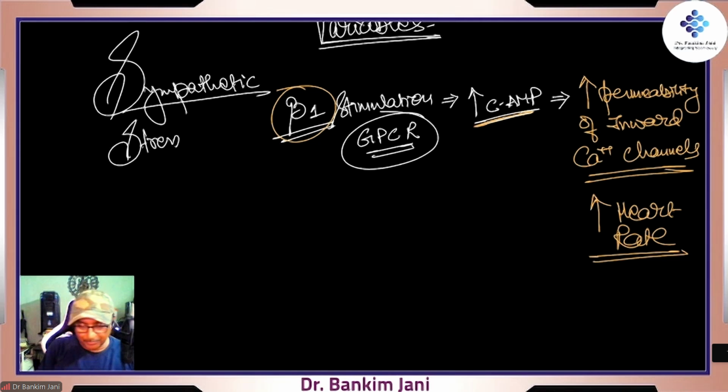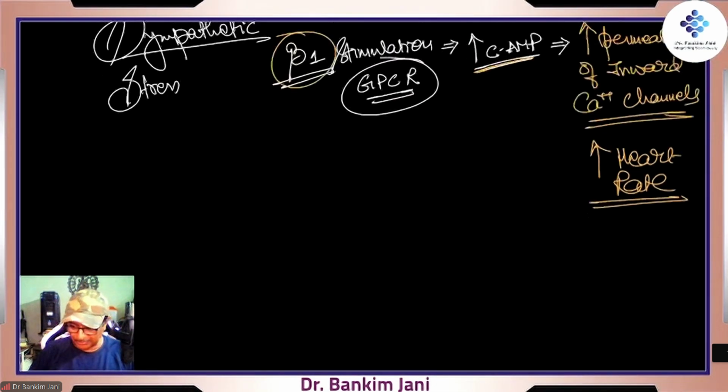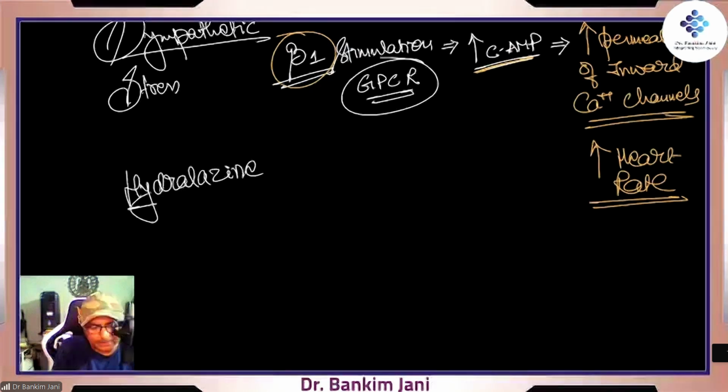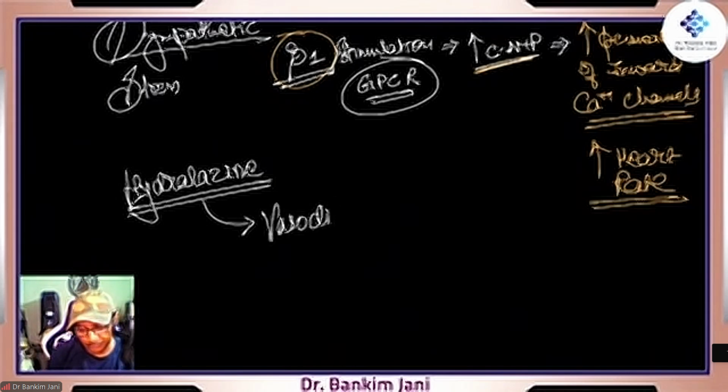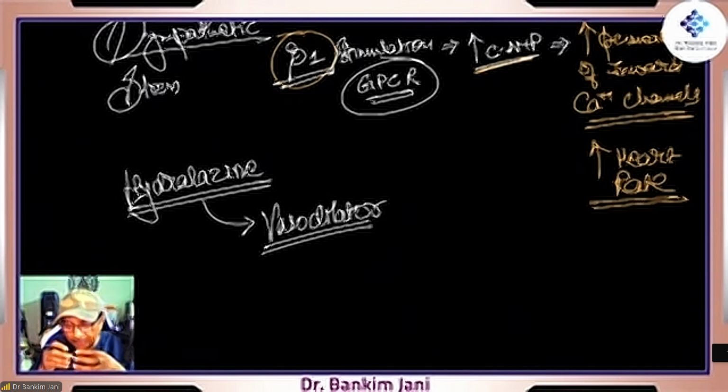Now, let me take you on a journey when we use a drug. Say, for example, hydralazine or epinephrine. So what is that? Very simple. Hydralazine is a vasodilator. So it dilates the vessel. It is used for blood pressure. So it is a vasodilator.